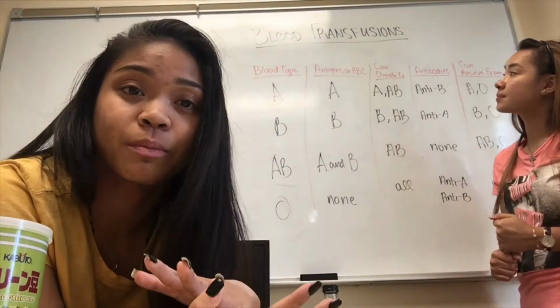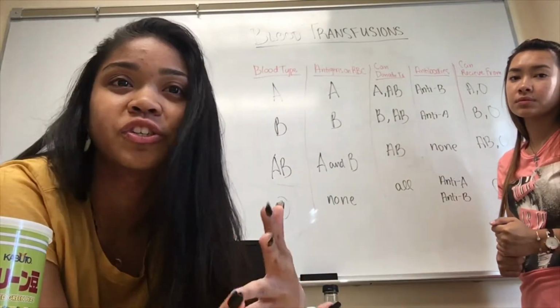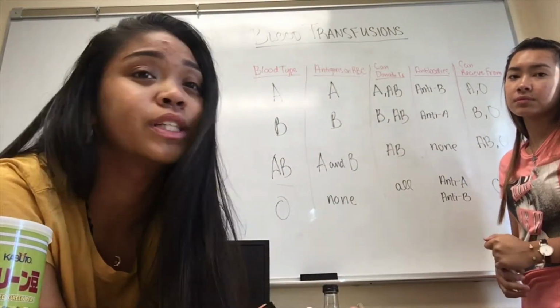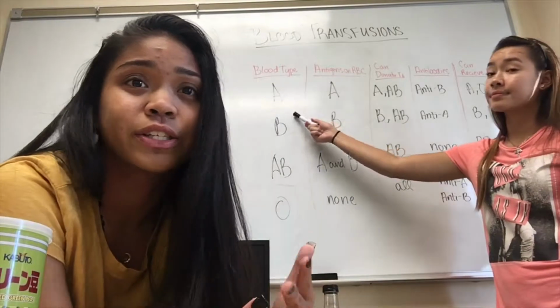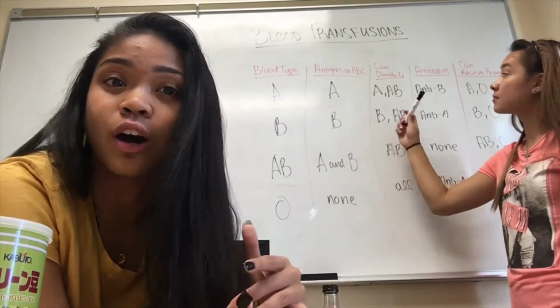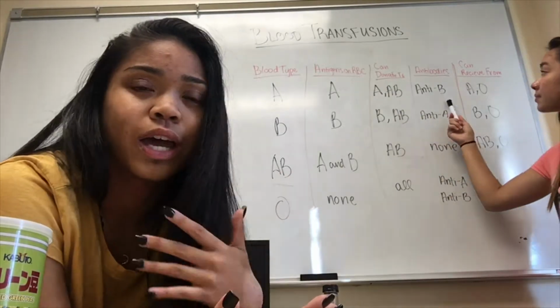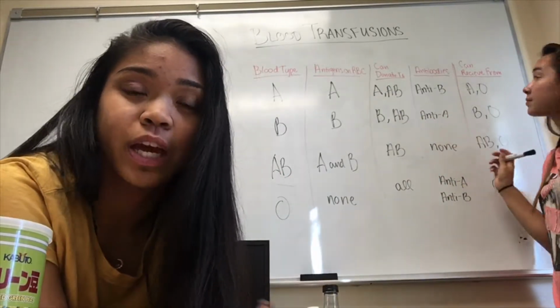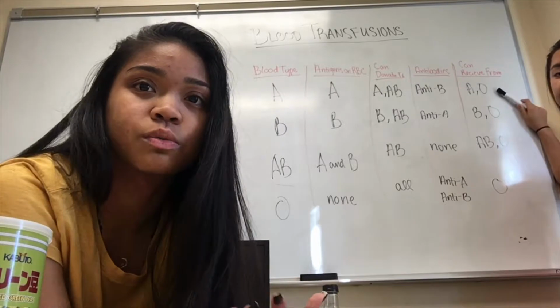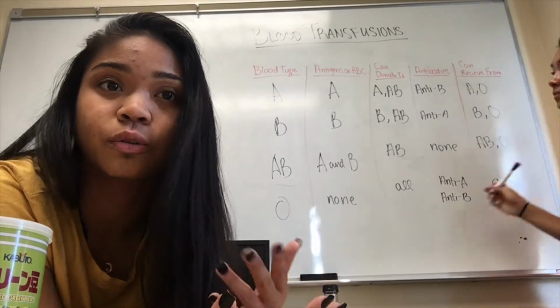So I'm going to talk about and basically read you the chart of the relationships between blood types and antibodies. So say if your blood type is A, the antigens on the red blood cell is A. People with the blood type A can donate to types A and AB, and the antibodies is anti-B. And if you're a blood type A, you can also receive blood from A and O.